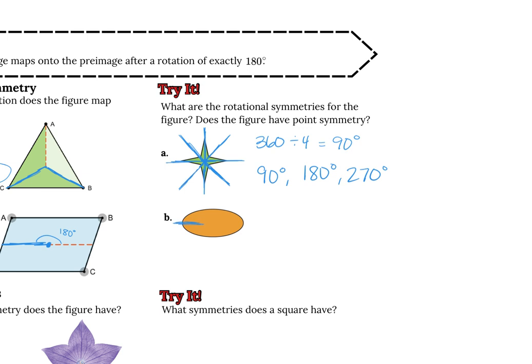Okay, next. Okay, I have 2 lines of symmetry here. So to find my rotational symmetry, I take 360, divide it by 2. So I would get 180 degree rotational symmetry. So this is point symmetry.